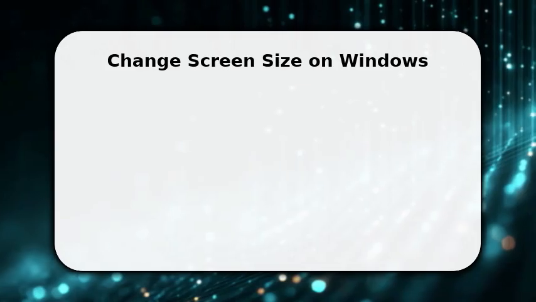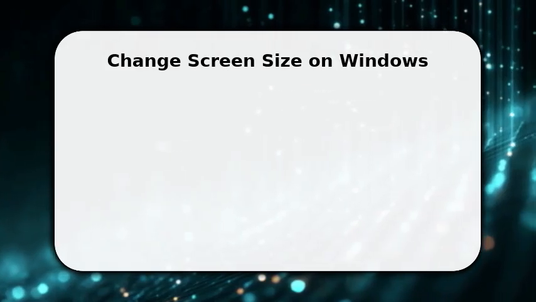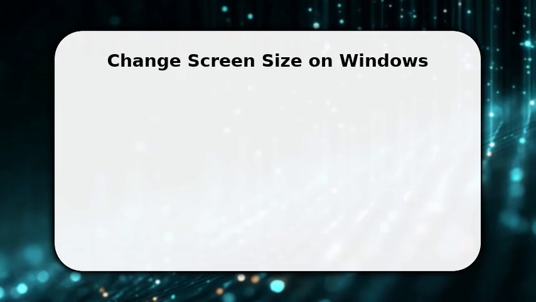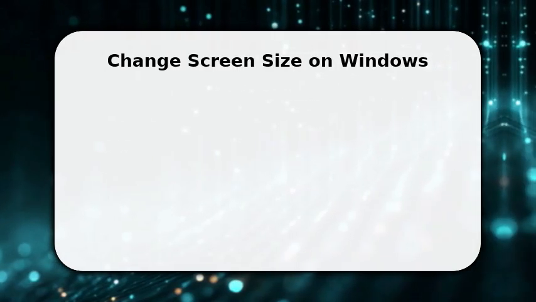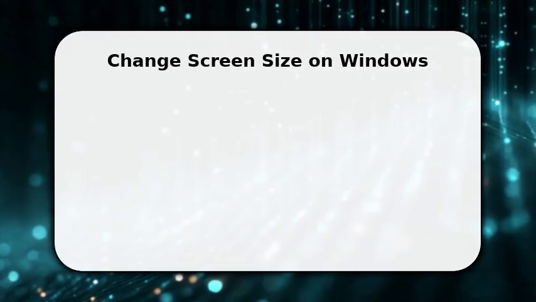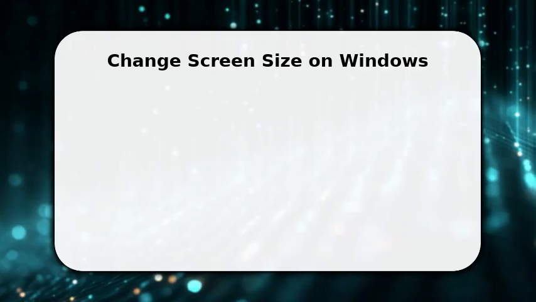Open Settings by pressing the Windows key and the I key together. Click System, then click Display to open Screen Options. Under Scale and Layout, choose a scale like 100% or 125% to increase text and UI size.